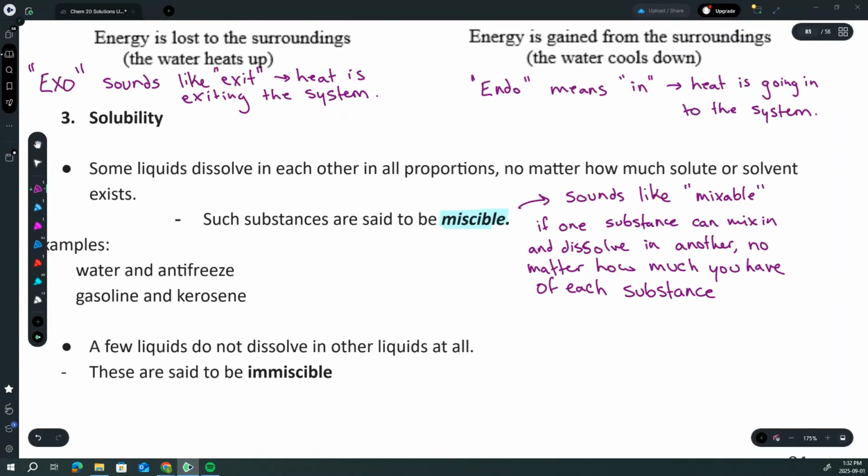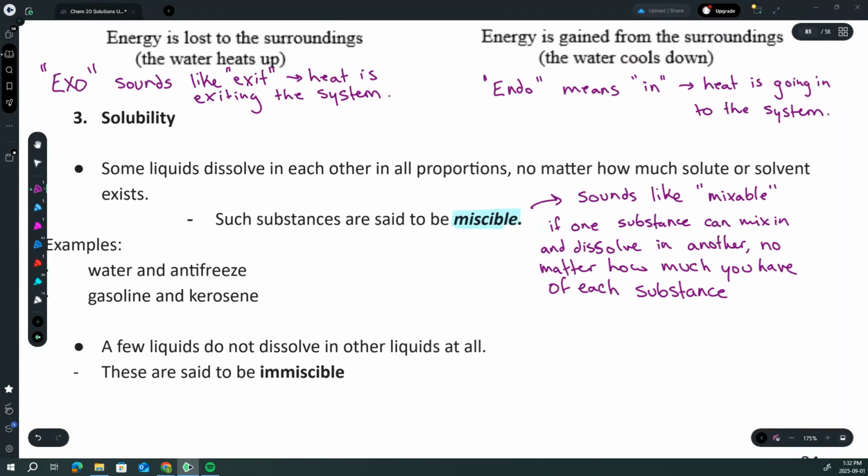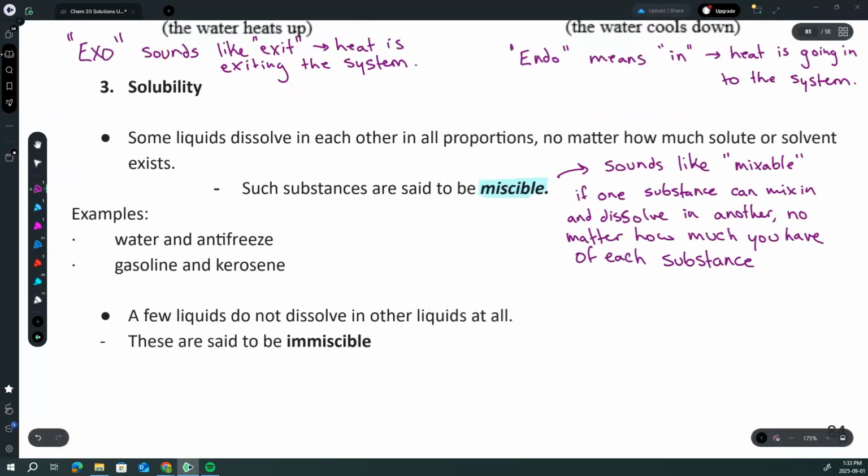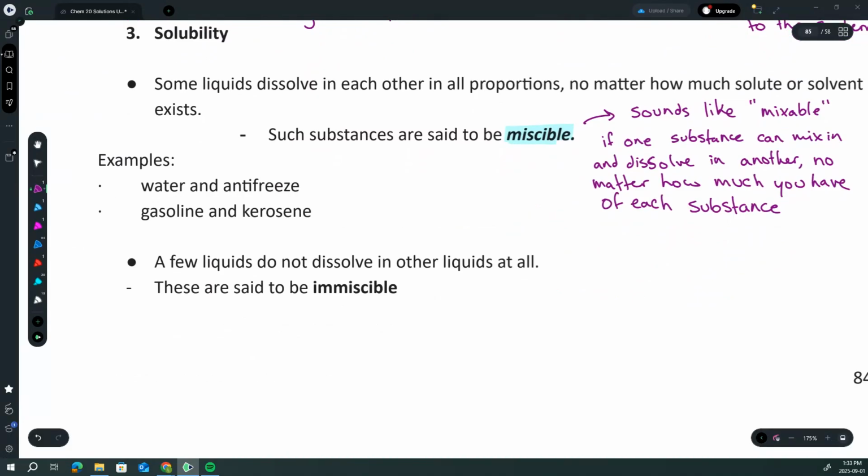So some examples is water and antifreeze. Doesn't matter how much you have of either of those, they are going to be able to dissolve into each other. And that's what we would classify as miscible. Same with gasoline and kerosene. Okay, now for the few liquids that don't dissolve into other liquids, we're going to call them immiscible.